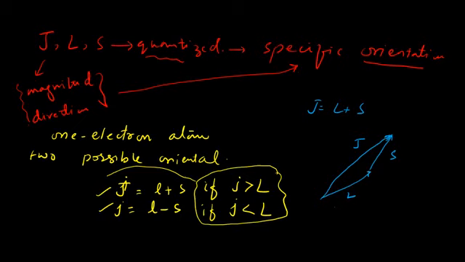Similarly, we can represent j equals l minus s by a vector diagram. Let's suppose this one is the total orbital l, and we draw the minus s like this. So this will be their resultant j. This is the vector diagram for j equals l minus s.